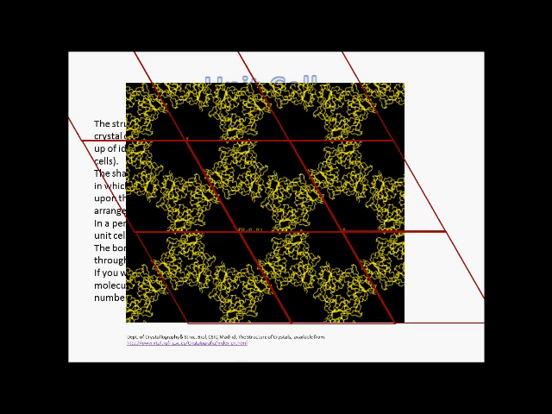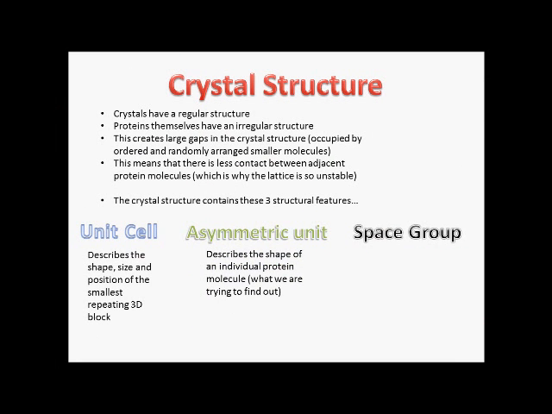This is just a side-on view, so you're only seeing the protein in 2D, but if you were to get a 3D view of this protein, you'd see the unit cell as a big block, and that block would still repeat horizontally and vertically. So going back to the previous slide, we can say that the unit cell describes the shape, size and position of the smallest repeating 3D block in our model.